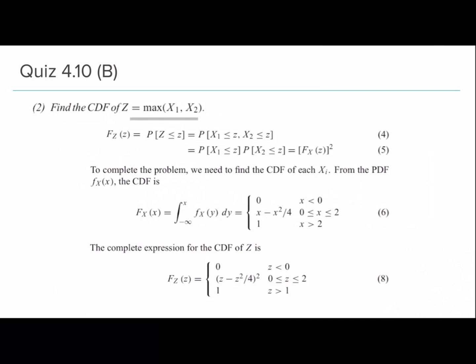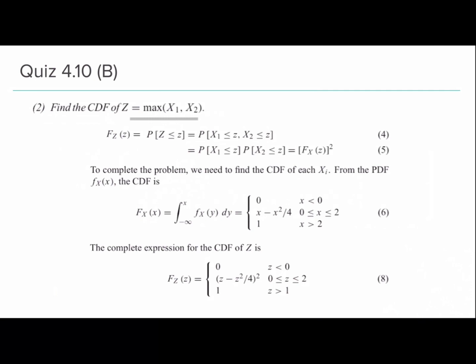So now to write the CDF of z, we'll basically square each of these, the value of the CDF of x for each of these intervals. So for z less than 0, the CDF of z will be 0. For z belonging to 0 to 2, the CDF of z will be the square of this term, which will be (z minus z square by 4) whole square. And for z greater than 2, it should be equal to 1.